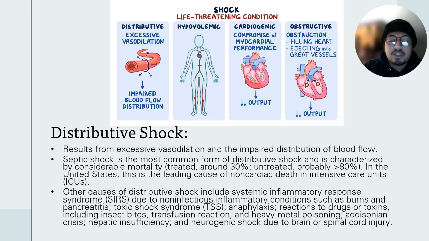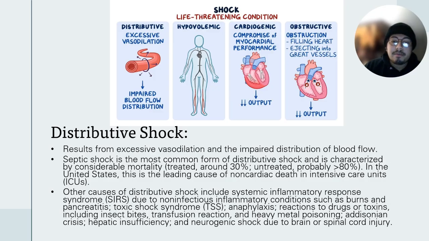So, what is distributive shock? It results from an excessive vasodilation and the impaired distribution of blood flow. Septic shock is the most common form of distributive shock, and it is characterized by considerable mortality. It is around 30% when treated, and probably greater than 80% untreated. In the United States, this is the leading cause of non-cardiac death in the intensive care units.